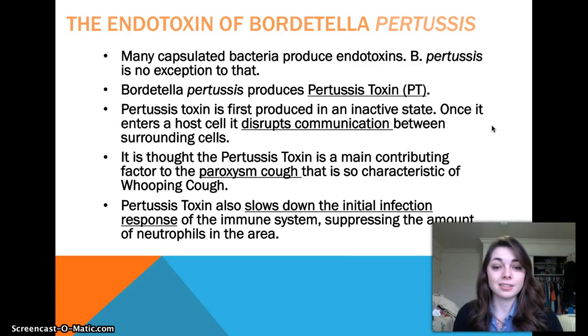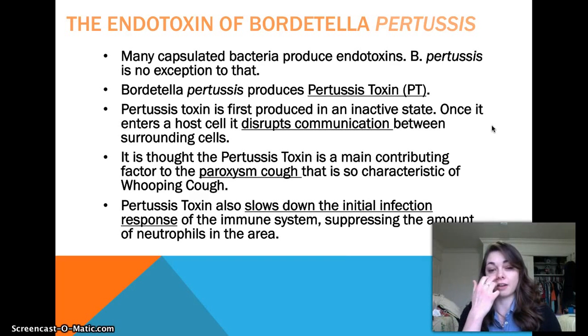And this toxin disrupts the communication between the surrounding cells. And it's thought, not for sure, but it's thought that this toxin is really what's causing that distinctive cough of whooping cough. And this toxin also slows down the initial infection response of your immune system.